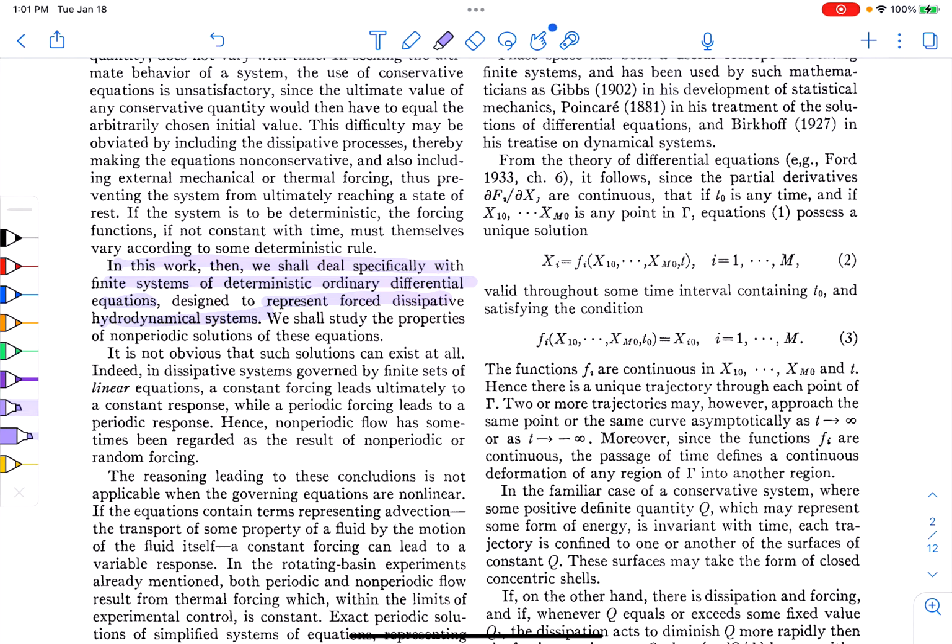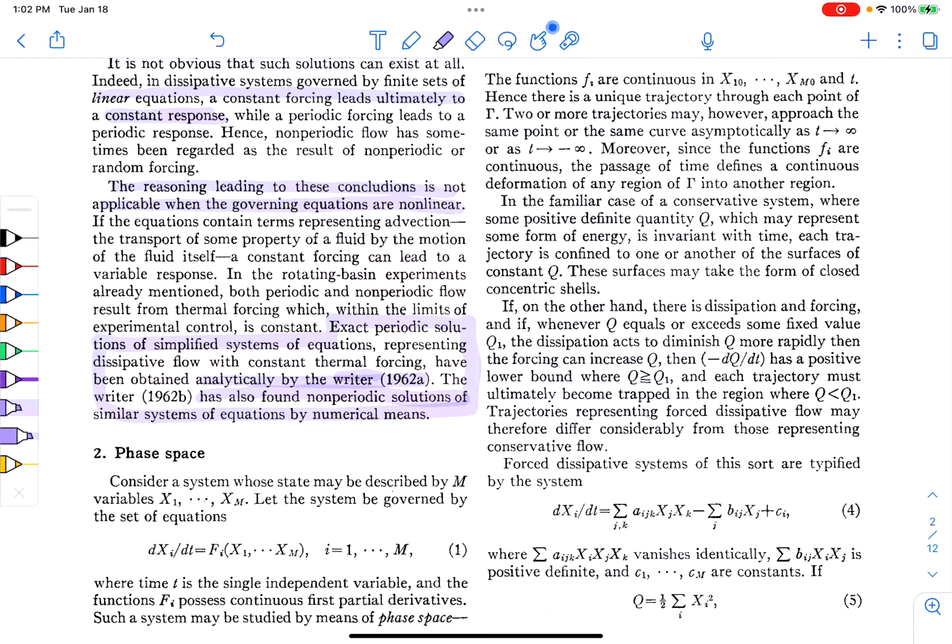I've highlighted this part of the paper too. It says exact periodic solutions of simplified systems of equations representing dissipative flow of constant thermal forcing have been obtained analytically by this author, the writer of this paper, that's Lorenz. And he's also done this for non-periodic solutions only by numerical means. Okay, so there's basically no analytical solutions, and he's tried to find them. I'm sure a lot of people have tried to find them for this basic, simple set of three differential equations, but nobody's done that, so we have to do it numerically.